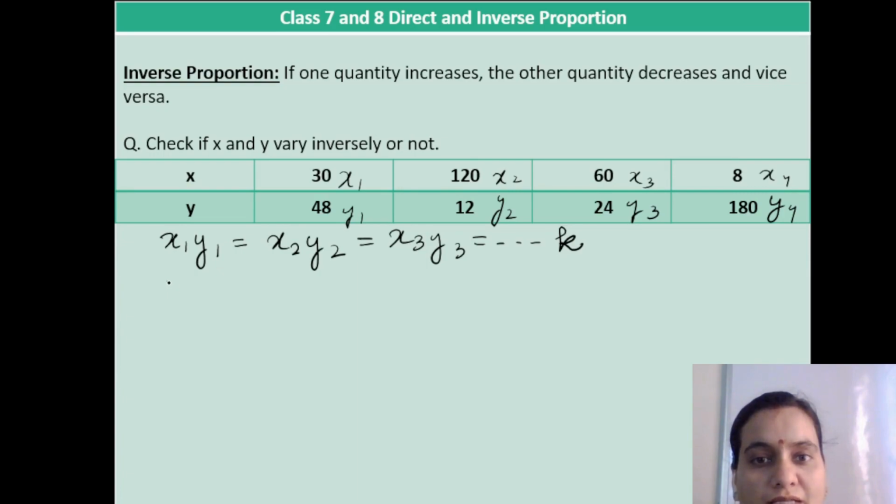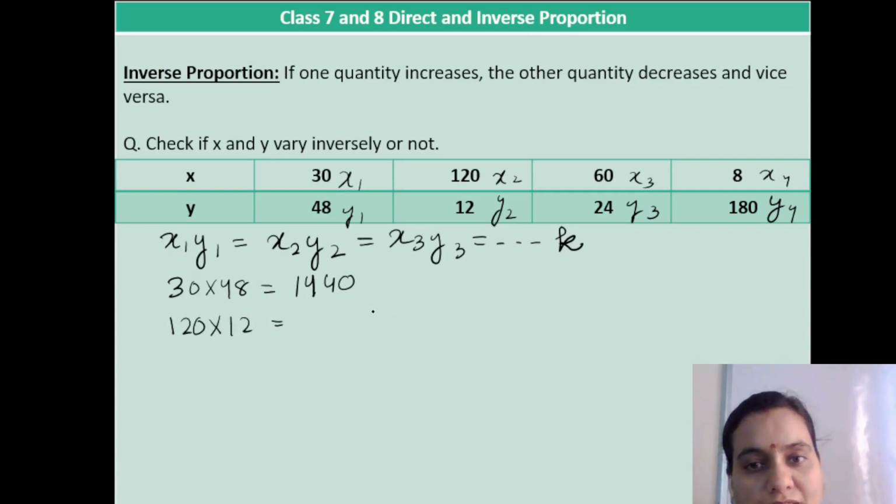So let's check for x1 y1. 30 into 48 will be how much? 0 will come here. 3 8s are 24, 2 gets carried over, 3 4s are 12, 12 plus carried over 2 is 14, so it becomes 1440. Similarly, we can do for x2 y2 as well. 120 into 12, so I'll first write the 0, then we have to do 12 into 12. 12 square is 144, so that's again 1440.